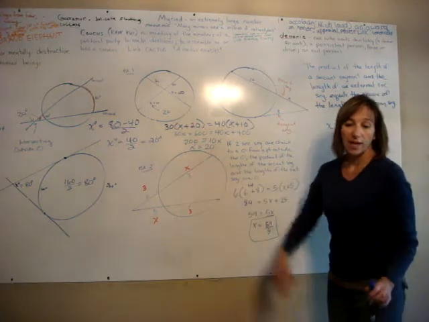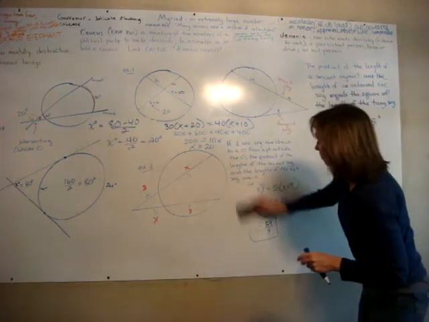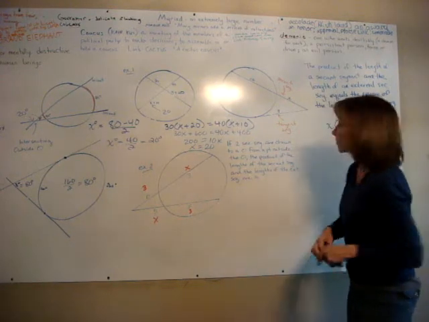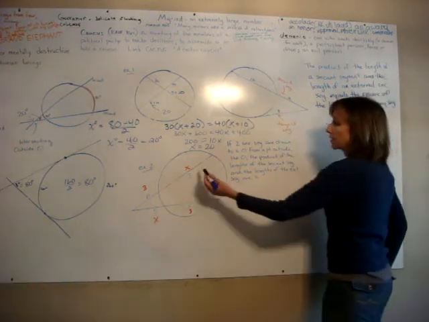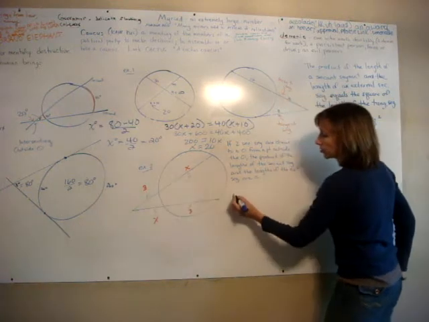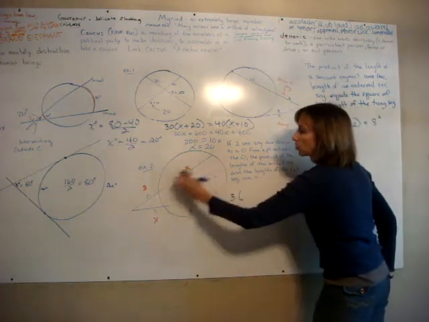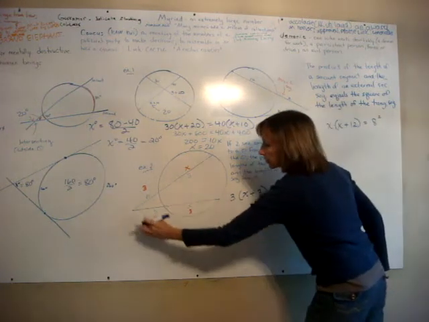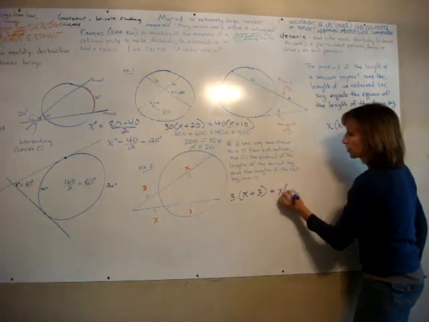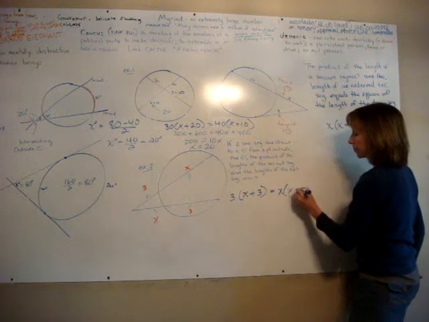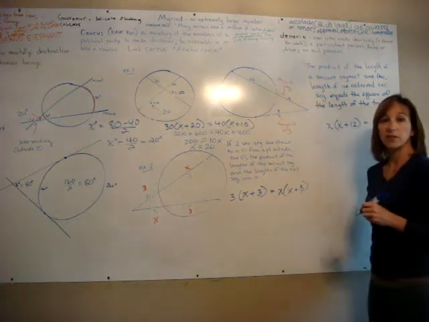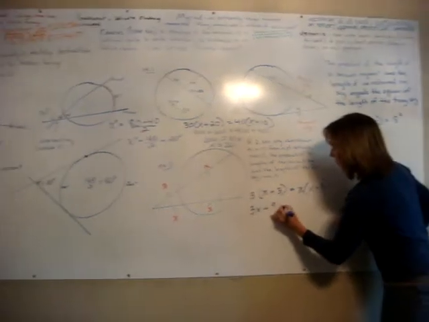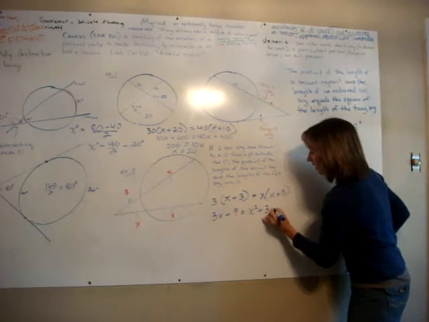Let's try it with the red numbers that I have up there. And then we just have one more problem after this one. Okay, this one we have the little part, which would be 3, times the whole thing, which would be x plus 3, equals the little part, which is x, times the whole thing, which again is x plus 3. Let's see how you solve this one. It's a little bit different. So we get 3x plus 9 equals x squared plus 3x.